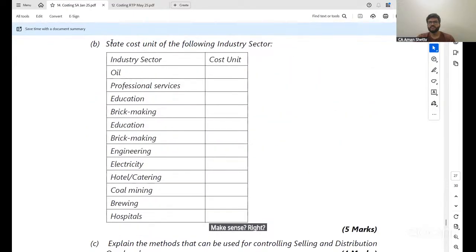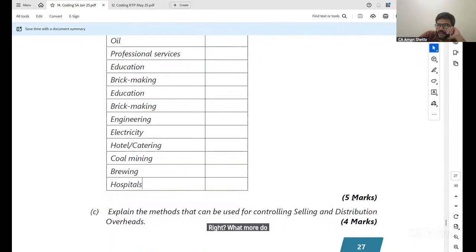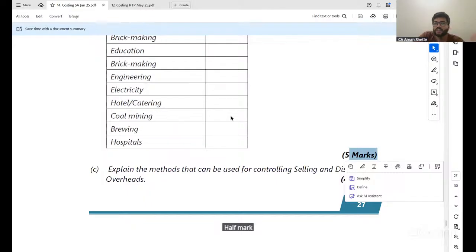Look at this now. State the cost unit for each industry. This is what I told you. Look at this examination question. January exam has come. Right? What more do you want? 5 marks question, half mark each. Half mark each, by just writing the cost units here, that's all.